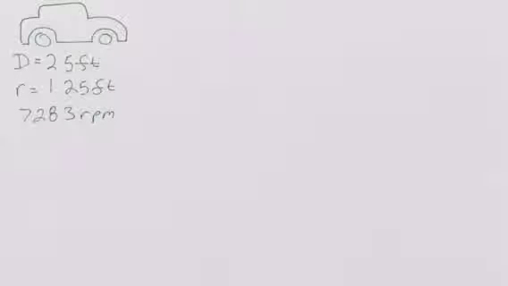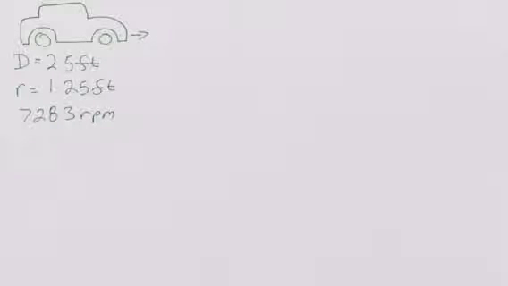Alright, so I'm going to explain how to do a linear velocity problem. The problem reads, a car has wheels that are 2.5 feet in diameter, and the tires are rotating at 728.3 revolutions per minute. The car is traveling down a road with a speed limit of 65 miles an hour. Is the car speeding? So we need to figure out from the diameter and the revolutions per minute if indeed this car is speeding.